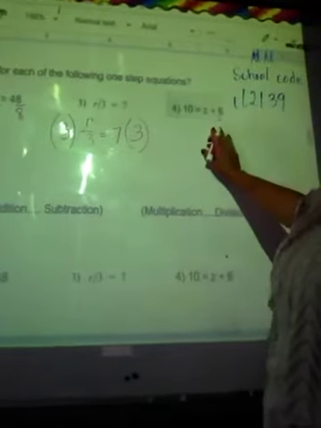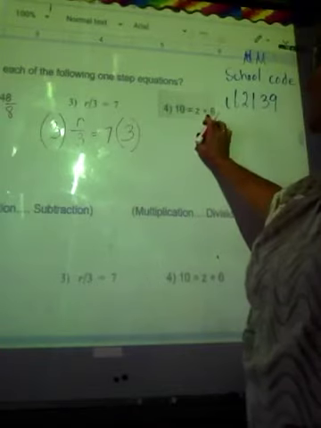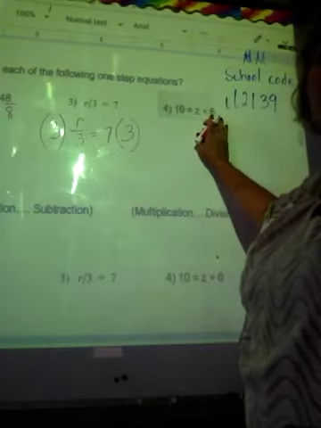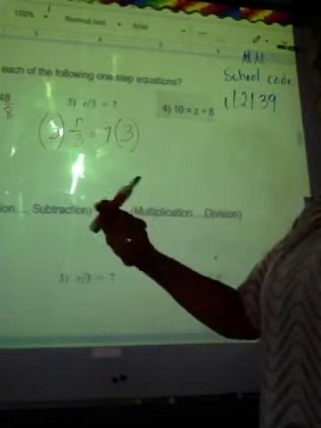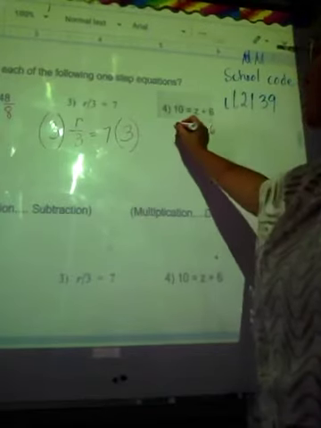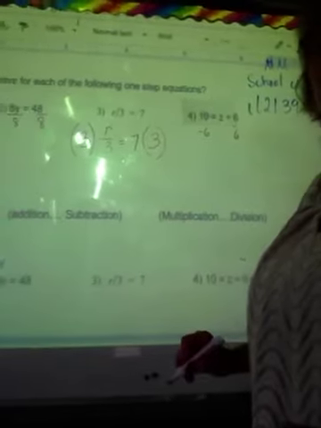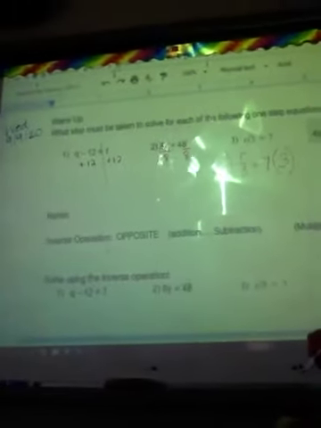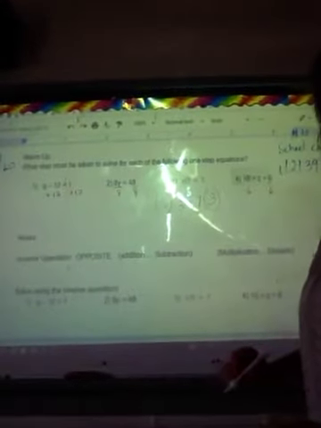Last one. We have z plus 6. Since we have an addition sign here, we have a positive 6. The opposite of positive 6 is, you got it, negative 6. So you would subtract 6 on both sides. Alright, not too bad, huh? I want you to write down the next few things. Get that on there so hopefully you can see it.